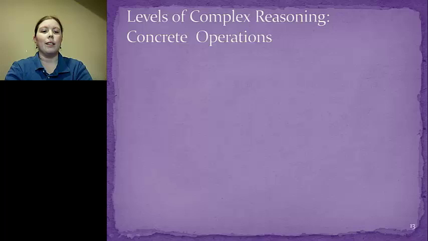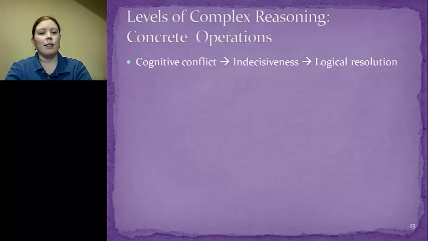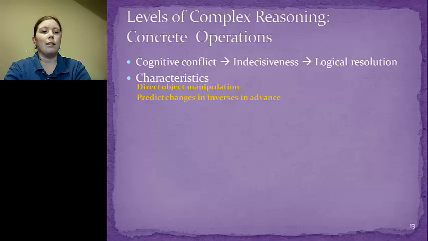The text embellishes on concrete and formal operations because they consist of logical reasoning, but qualitative characteristics in each differ. Concrete operations is a process that involves cognitive conflict, followed by indecisiveness, and then conflict resolution. A characteristic of concrete operations includes children moving physical objects. There needs to be equilibrium between handling objects and returning them to the previous state. Children see transformations and they can make predictions about changes and the inverse.